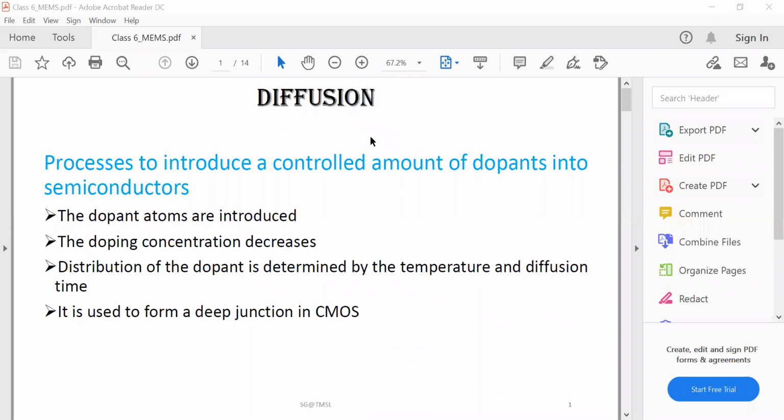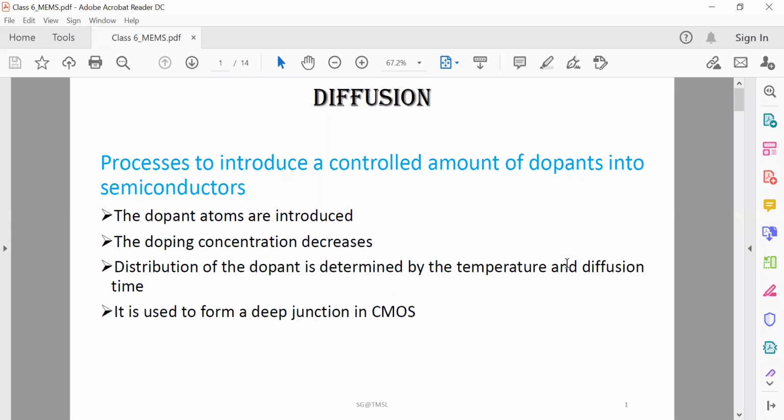Is this visible? Yes, sir. Okay. So last day I discussed some CVD techniques, the sputter deposition techniques, etc. And today I will discuss diffusion. Diffusion is a process to introduce a controlled amount of dopants into semiconductors, and to alter the conductivity type.